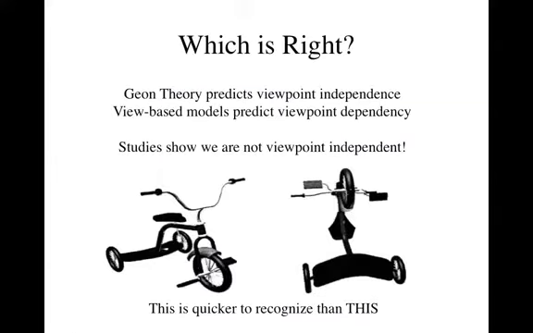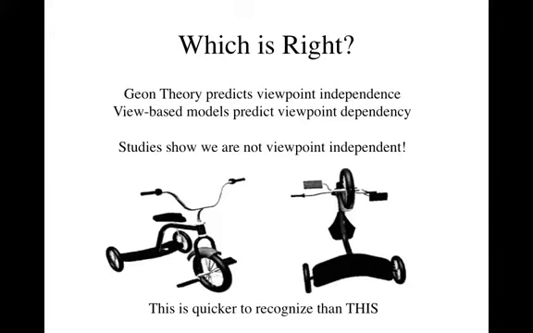So which one is right? Do we use Geon theory? How do we recognize things from different viewpoints? Do we use those features that remain constant across changes in viewpoint, or do we do it based on having had a couple of views and then extrapolating to a new view?